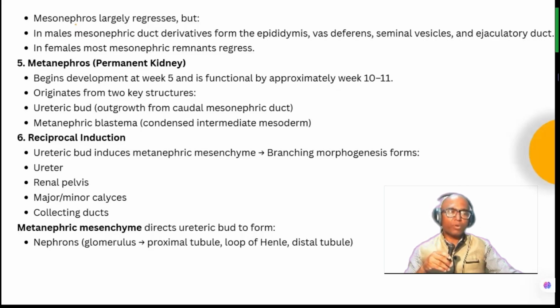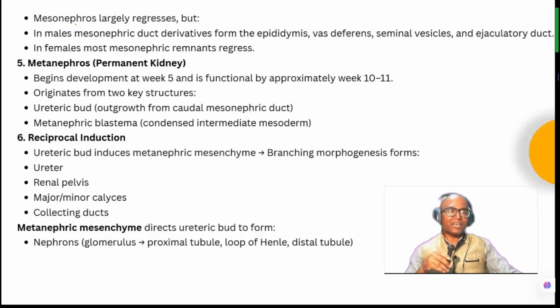So how does it progress further? There is a reciprocal induction. The ureteric bud will induce the metanephric mesenchyme, and that will lead to branching morphogenesis and the formation of the ureter, renal pelvis, major and minor calyces, and the collecting ducts.